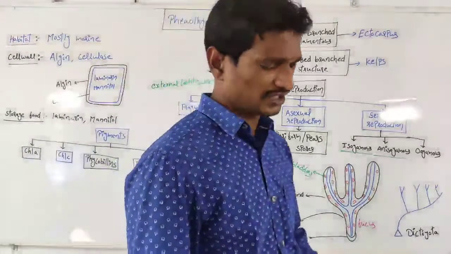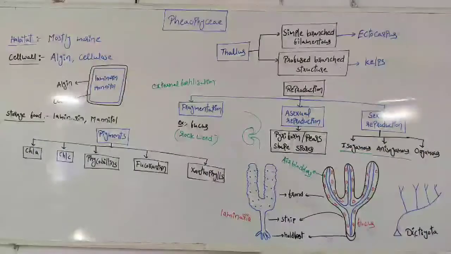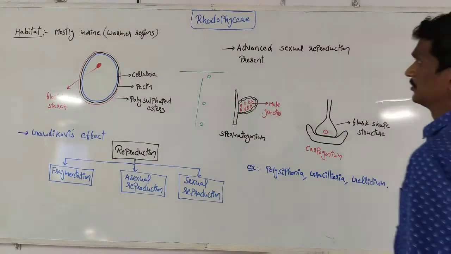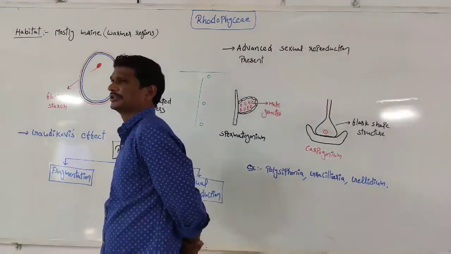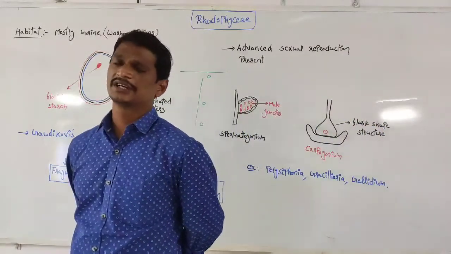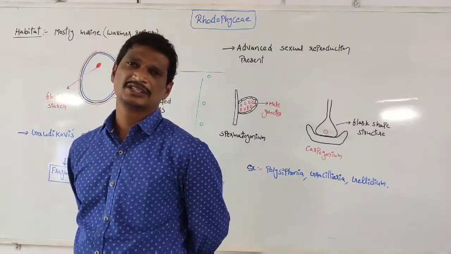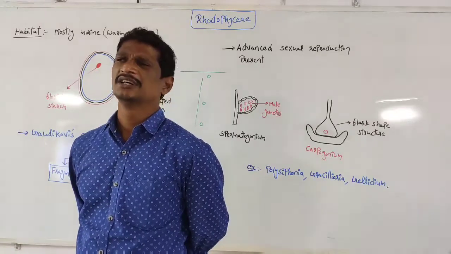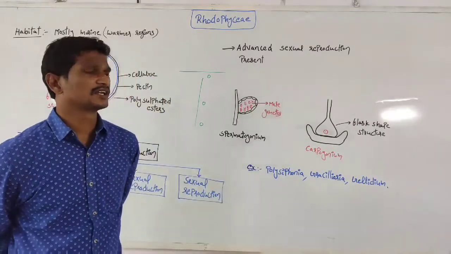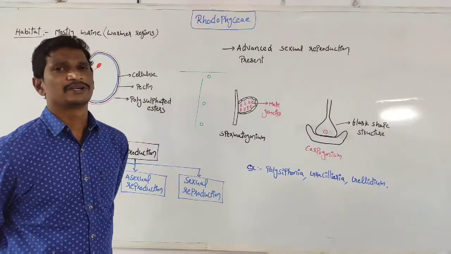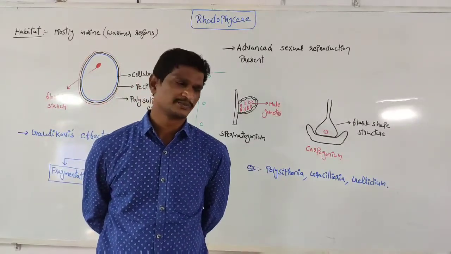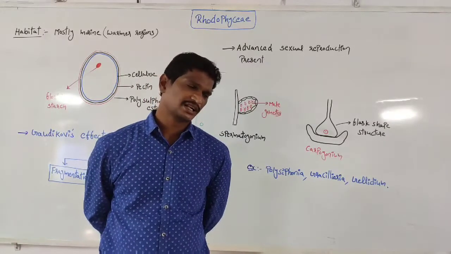Next we'll discuss the Rhodophyceae. Coming to the next type of algae, Rhodophyceae, 'rhodo' indicates red here, and 'phyceae' indicates algae. Rhodophyceae indicates red algae. So why do these exhibit the red color? There is a phycoerythrin pigment, and due to that pigment this algae exhibits the red color.